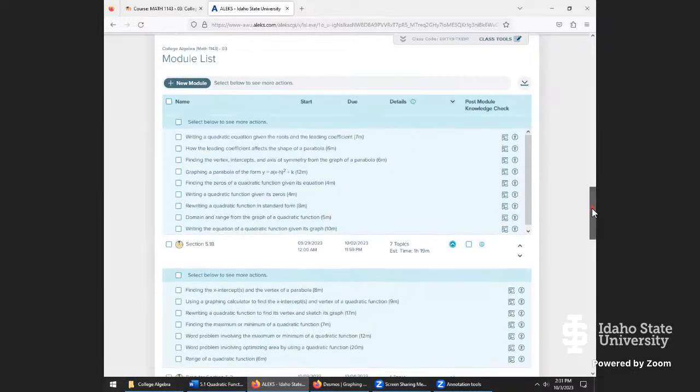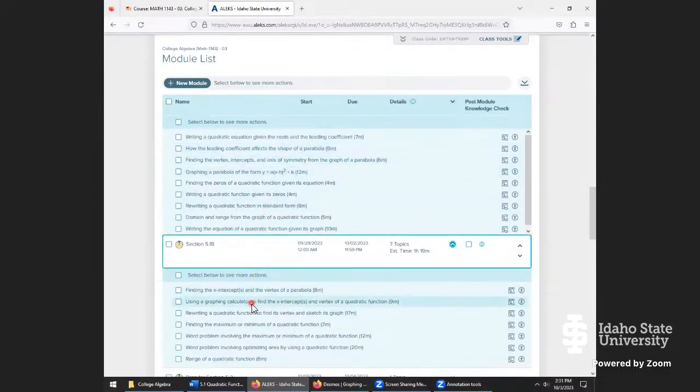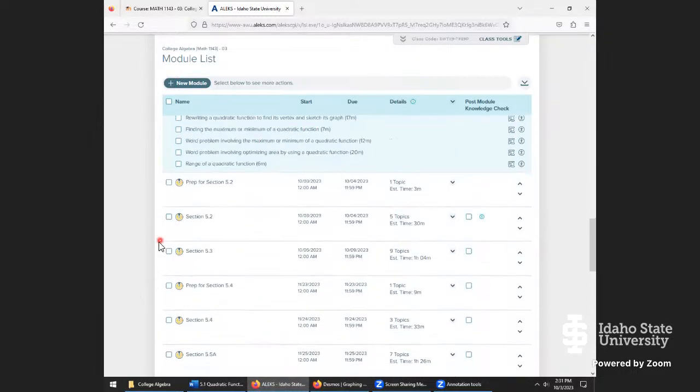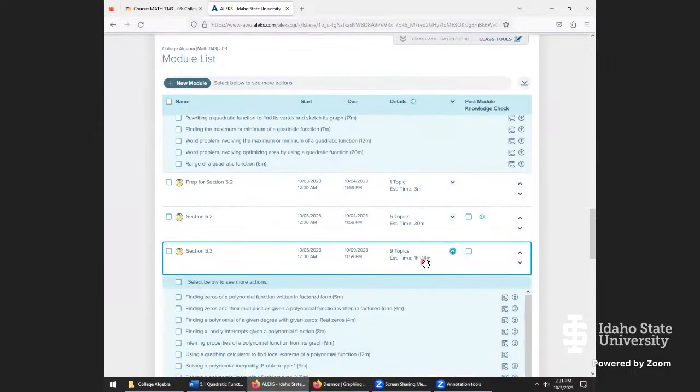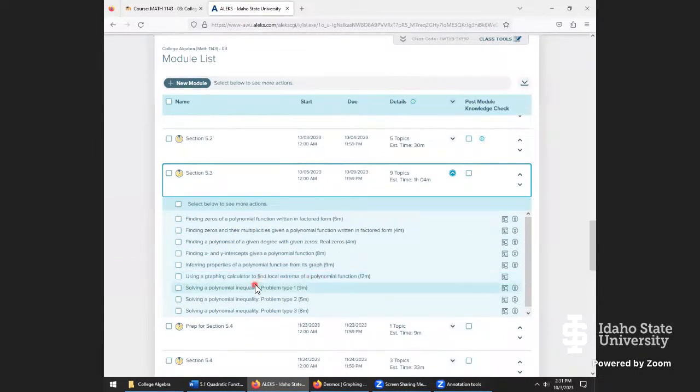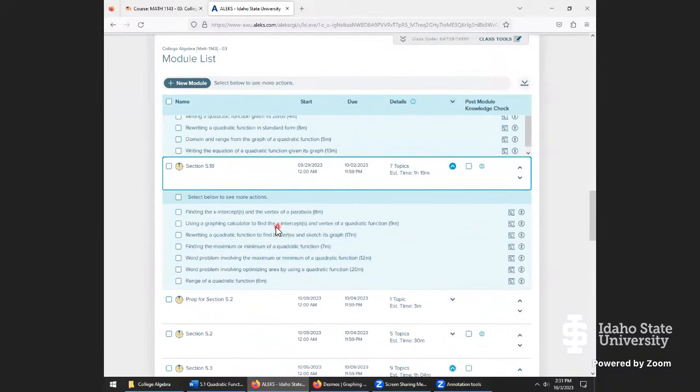I'll look as well. Yeah, it says use a graph calculator. Yeah, that second one. Right here. Gotcha. Use a graphing calculator. Oh, so that's why I missed that one. There's another one in 5.3 where we're going to see this again. And this is the one that I'm going to do in class as well. Using a graphing calculator to find an extreme of a polynomial. So let's try out this one right here.